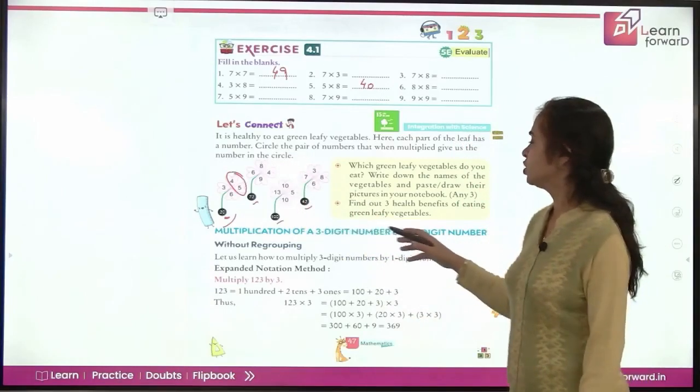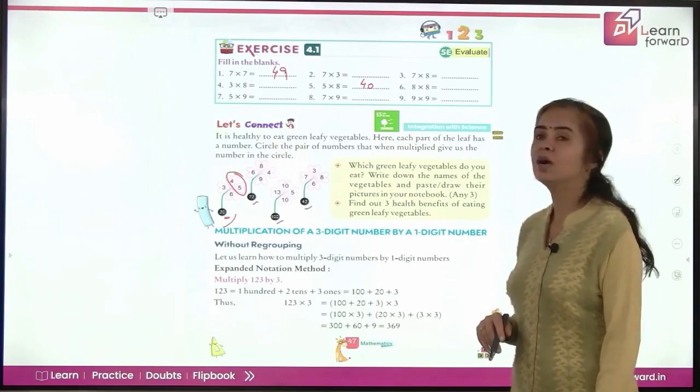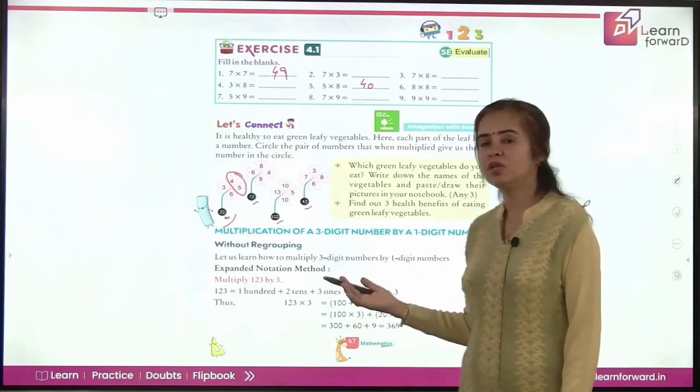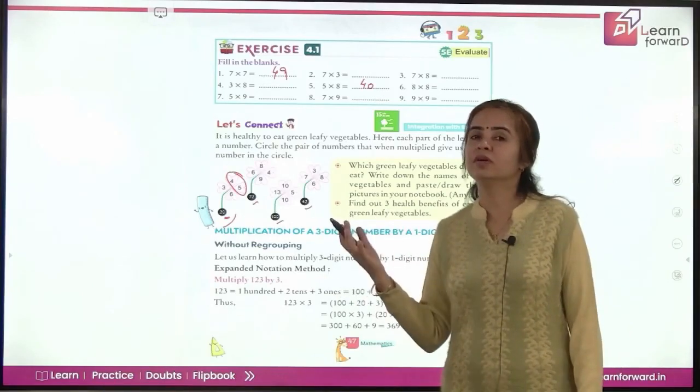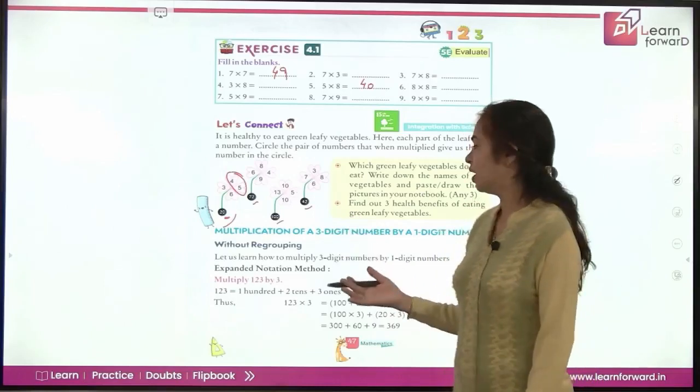Now, multiplication of a 3-digit number by a 1-digit number without regrouping means no carryover, tens, hundreds like that.